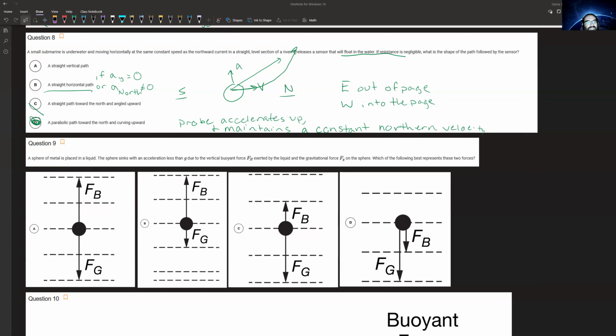Alrighty. So it's sinking and it has an acceleration less than the acceleration due to gravity. So it's still accelerating downward, which means that the net force must be downward. Okay, I'm assuming you changed your answer there. So because of that, we need to have more force down than we do up. You misclicked. It happens to the best of us.